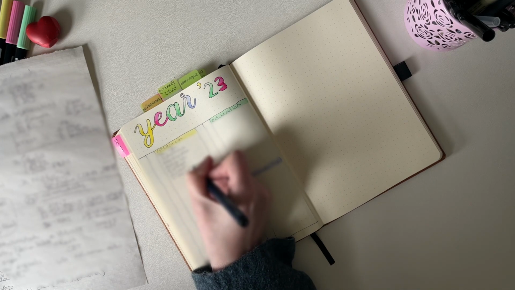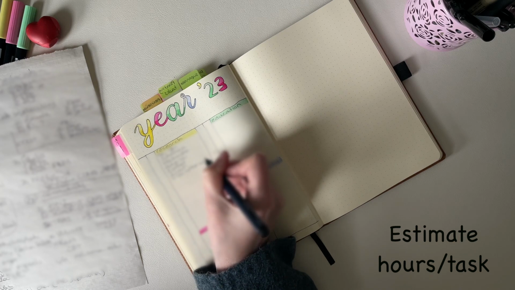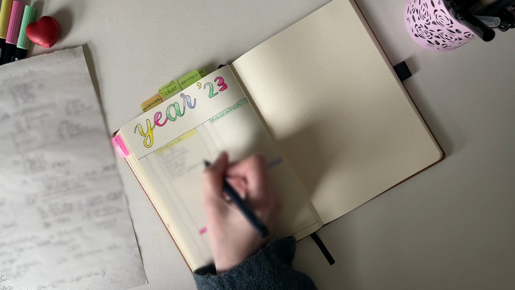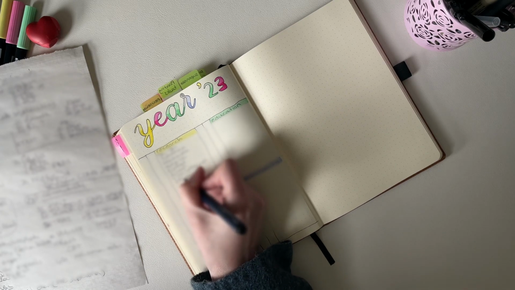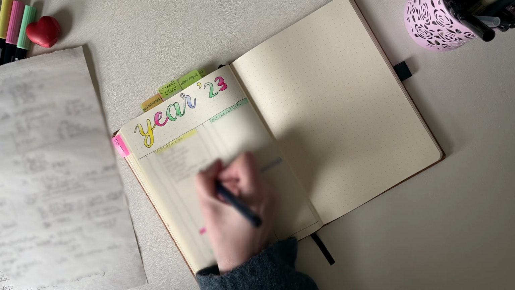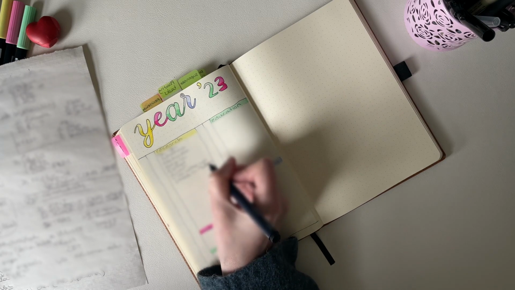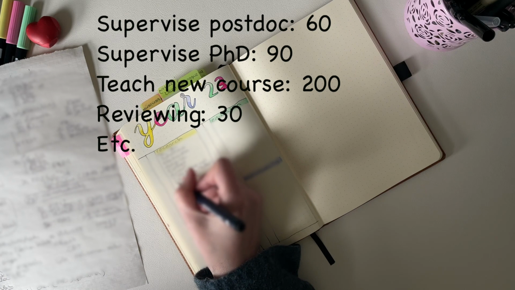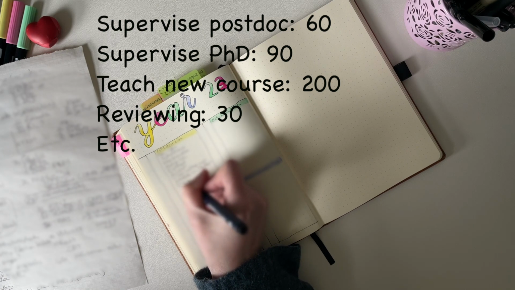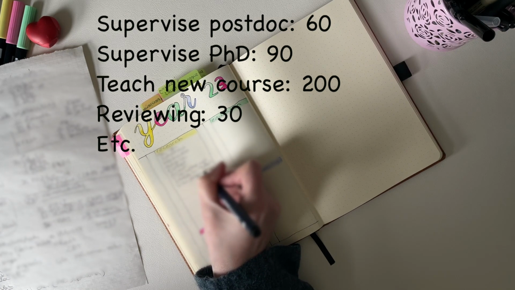And then I make a first estimate of the hours per task. Now, if you're not used to tracking your hours, this can be quite hard. So just try making maybe your best guess. Think about how many hours per week you use for recurring tasks like supervision. And also start with tasks that are mandatory and that are somewhat easier to assess.